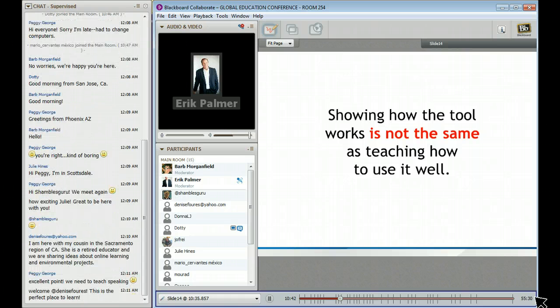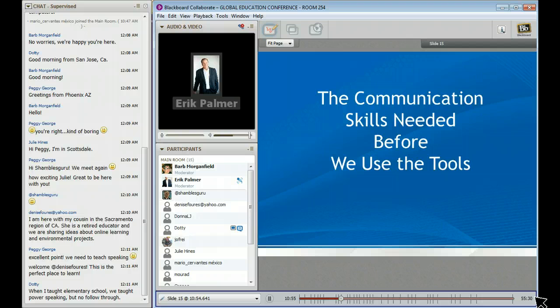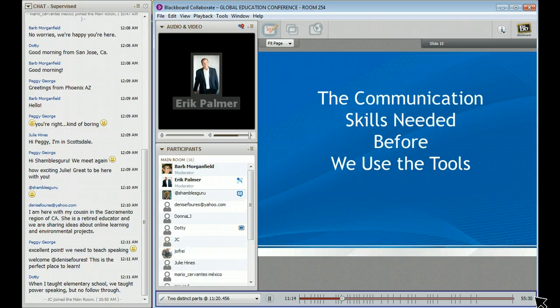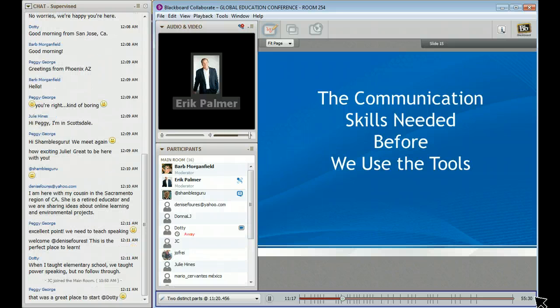And showing how the tool works is not the same as teaching how to use it well. Just showing a child, click here to record, click here to go onto Skype, click here to connect, that's not the key. The key is how to use it well. So let me explain what I think is important. These are the skills we need before we use the tool. And this will be true for all oral communication. What I'm saying will apply whether it's one-on-one communication, small group, large group. This is what it takes to be an effective speaker. And we'll show how we modify it for the digital world because it's the same skills. It's what you have to do in order to be an effective speaker in any language, in any place.